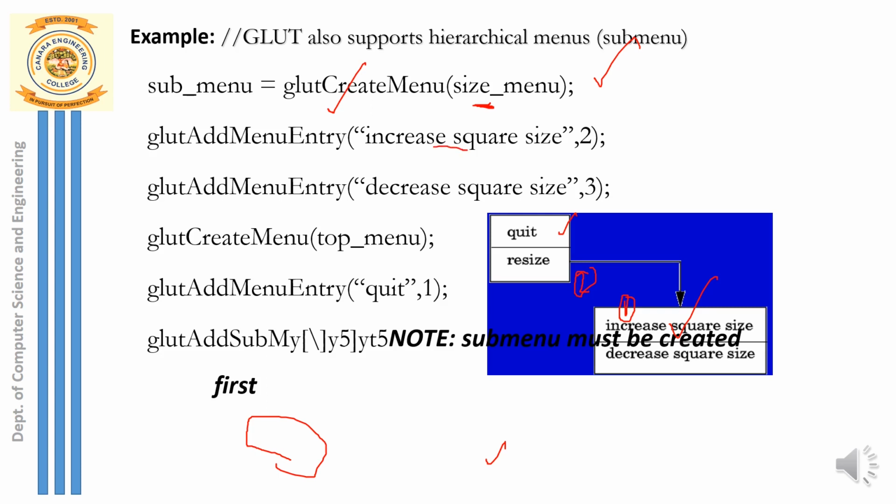The first entry is increase square size. Remember, I'm assigning the ID 2 here. Next, decrease square size, I'm assigning the ID 3. So what are the two IDs? 2 and 3 are returned for these two entries. Now the sub menu labels are created.